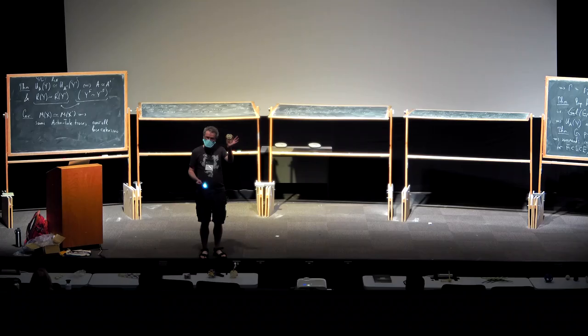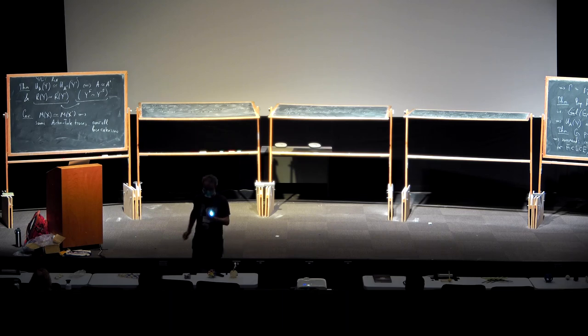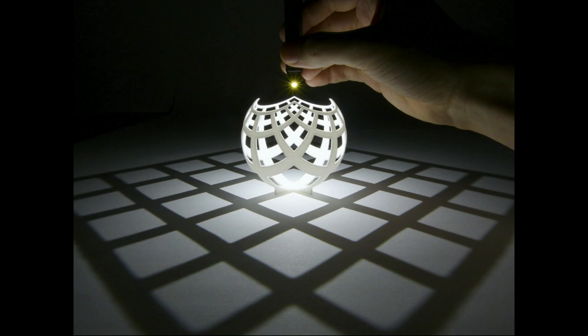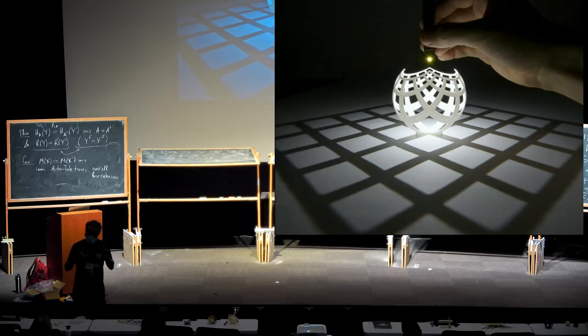Okay, well, I've got this plastic sphere, and I've got a flashlight. If you put them together in the right way, it looks like this. There we go. Best I can do. So what's going on here, you've got this curvy grid on the sphere, and this light is casting this shadow of the straight lines, the straight grid on the plane.